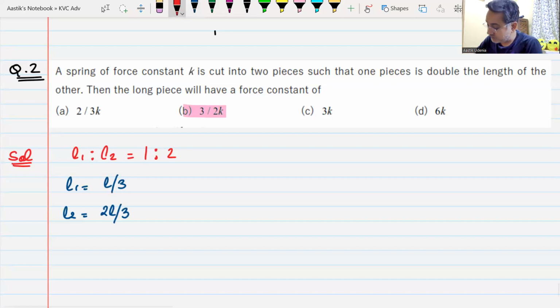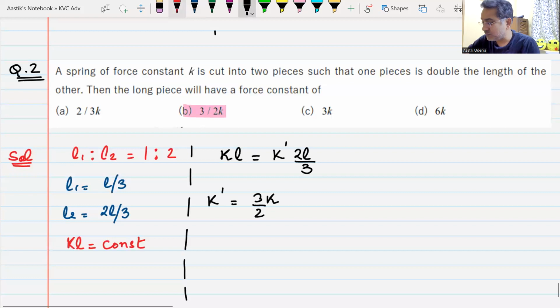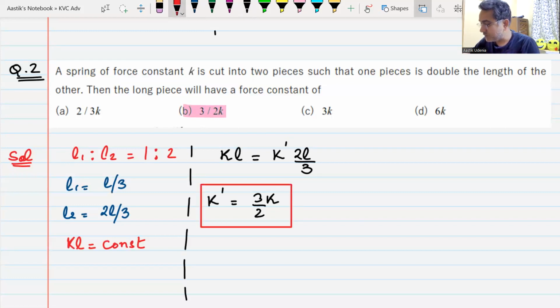Then I told you about the spring: K into L is constant. That is what you have to apply. For the original spring, the spring constant is K and the length is L. For the new spring, the bigger part, the spring constant is K dash and the length is 2L by 3. So from there you can get the value of K dash as 3 by 2 K. Was it so difficult that you could not do it? How many of you could do this?